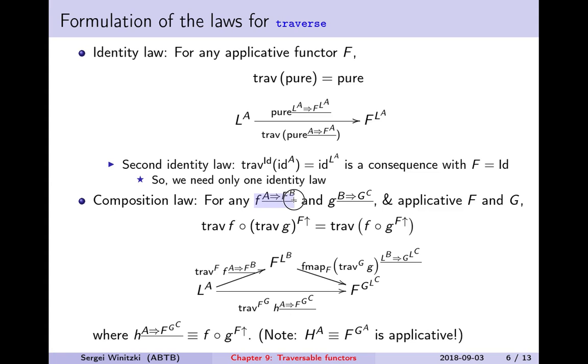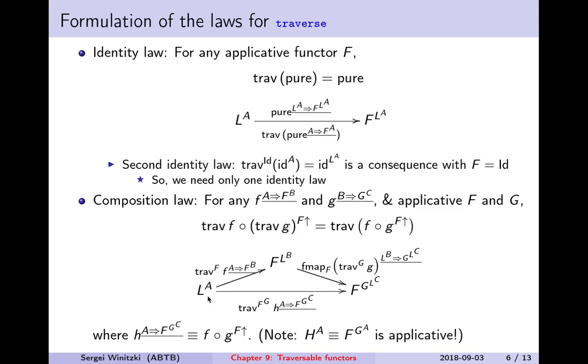So for any function of this type, and the function g of this type, and for any applicative functors f and g, we have this law. So the composition of f and g is twisted in the sense that g must be lifted by functor f. So this is our twist on the composition. Other than that, composition of two traversals is equal to traverse of composition. Here we twist, and here we twist.